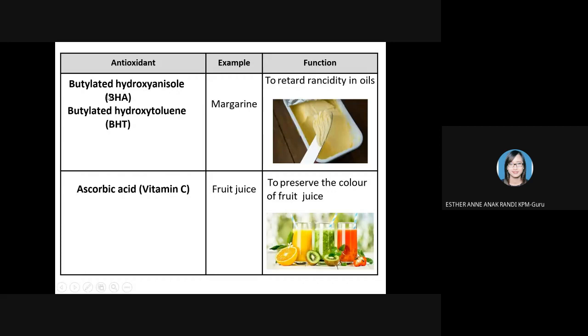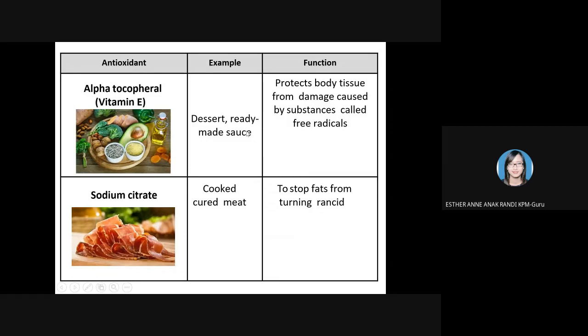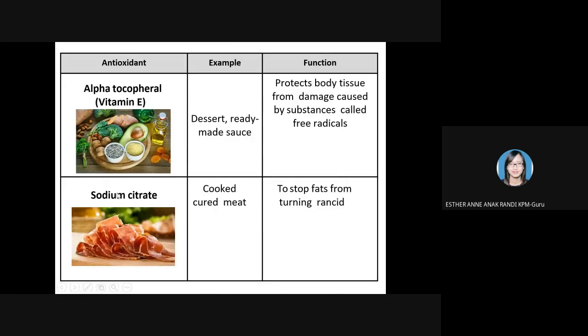Feral is almost similar, sama saja, spelling saja lain. So this is another name for vitamin E actually. Vitamin E is in either natural foods or preserved foods, for example in dessert or ready-made sauce, so they protect this food from free radicals. One more is sodium citrate in cooked cured meat. Cooked cured meat is, for example, like salai, daging salai.